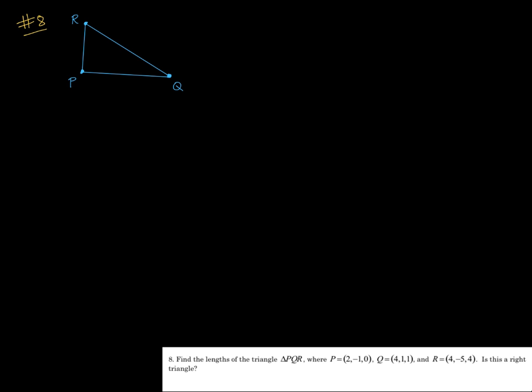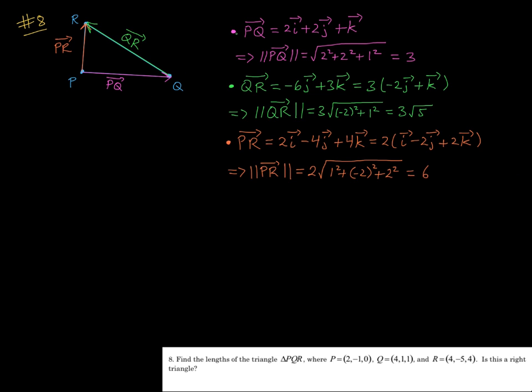It says, find the lengths of the sides of the triangle PQR, which I've drawn here, where the coordinates of P are 2, negative 1, 0, the coordinates of Q are 4, 1, 1, and the coordinates of R are 4, negative 5, 4. And then it asks, is this a right triangle? I'll go ahead and find first PQ as a vector, the vector whose tail is at P and whose tip is at Q, because as we just noted, the magnitude of that vector is the distance from the point P to the point Q.